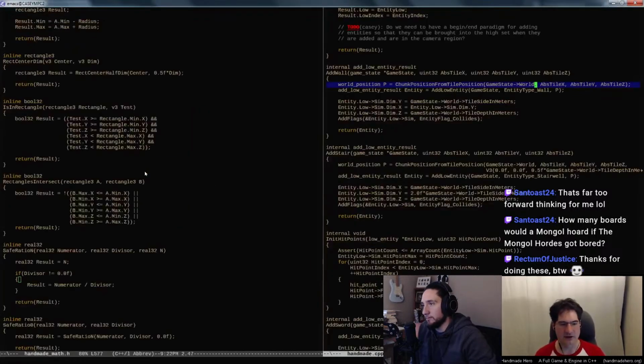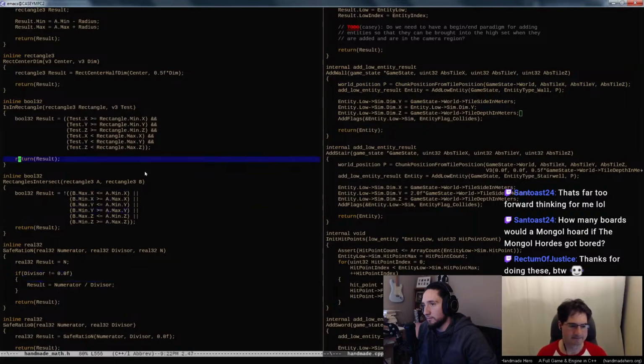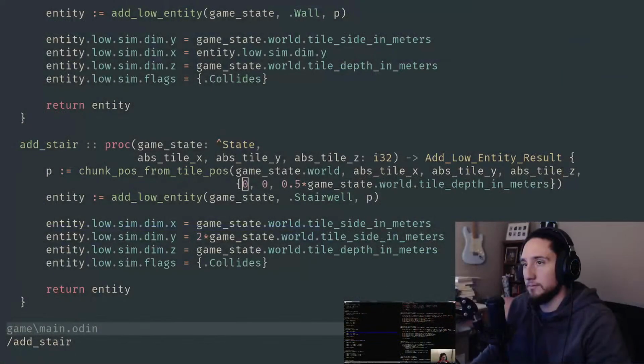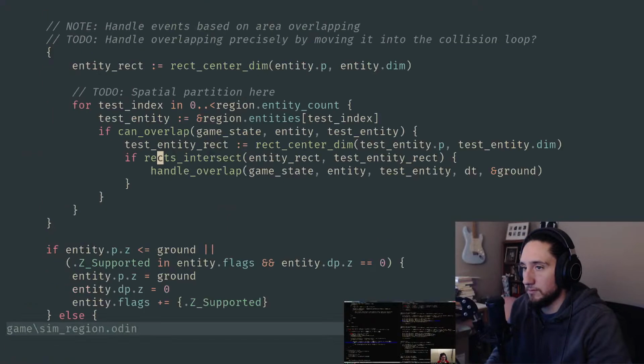So let's take a look at where it's actually used, for starters. That'll give us a little bit of an understanding of it, I suppose. So if we were to go into sim region and take a look at basically the places where I actually do something with it. So here's an example right here. And then we've got another example. Let's see.